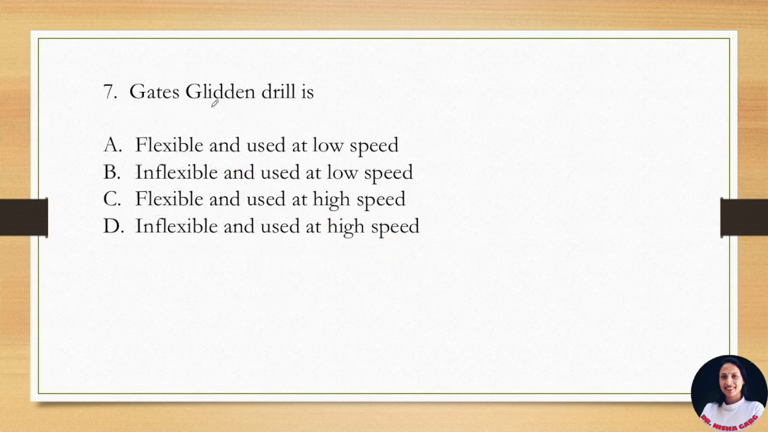Gates Glidden drill is: flexible and used at low speed, inflexible and used at low speed, flexible and used at high speed, inflexible and used at high speed. See, if we look at the classification of endodontic instruments based on method of use, these Gates Glidden drills come under group 2, low speed instruments with latch type design. These are inflexible instruments which are used at low speed. So option B is the correct answer.